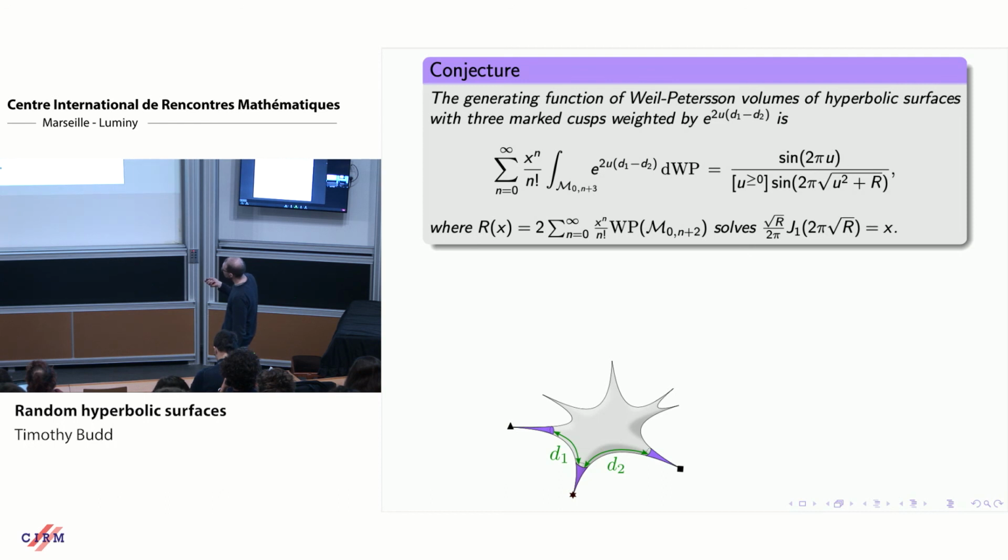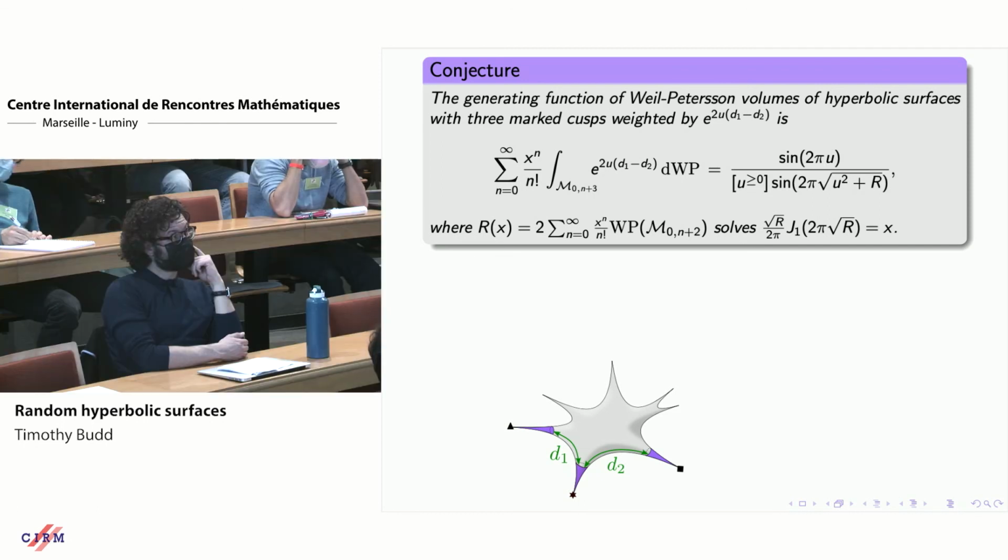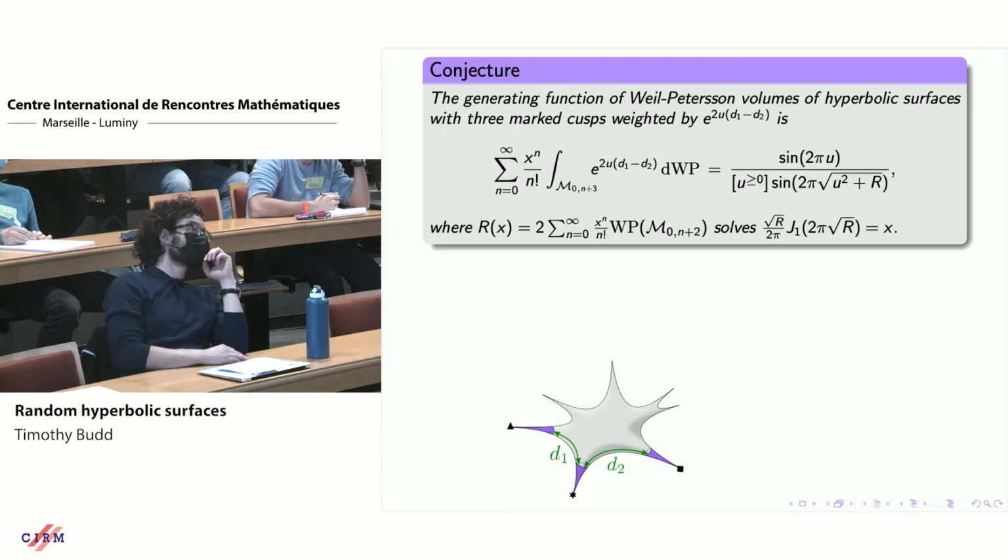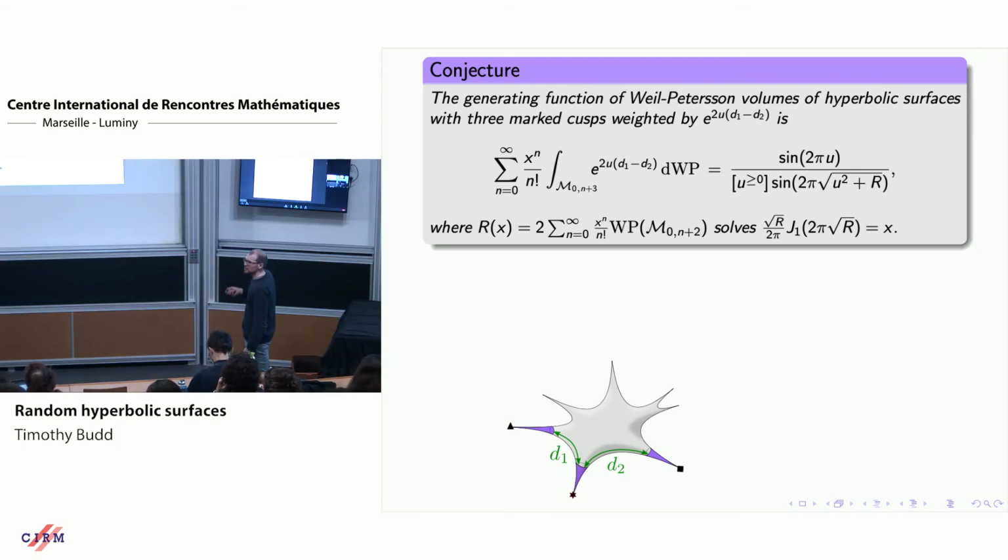But now I have 3 distinguished cusps. And I look at the difference between the distance of one to the origin compared to the other to the origin. So I weight the Petersson volumes by the exponential of some real number u times this difference. And then I sum over all numbers of cusps. So it seems like there is a very explicit and remarkably simple closed form for this generating function. So let me explain a bit how to interpret the right-hand side here.